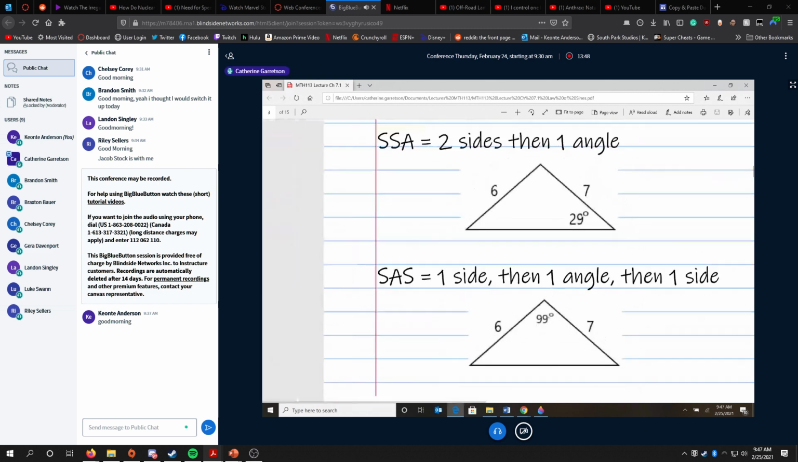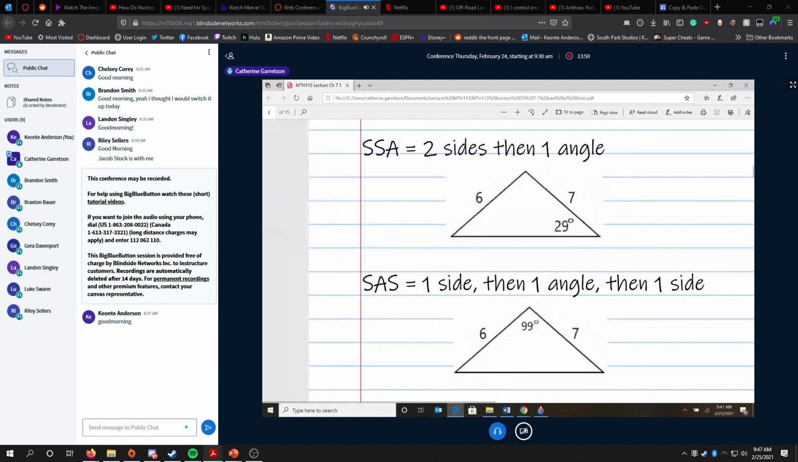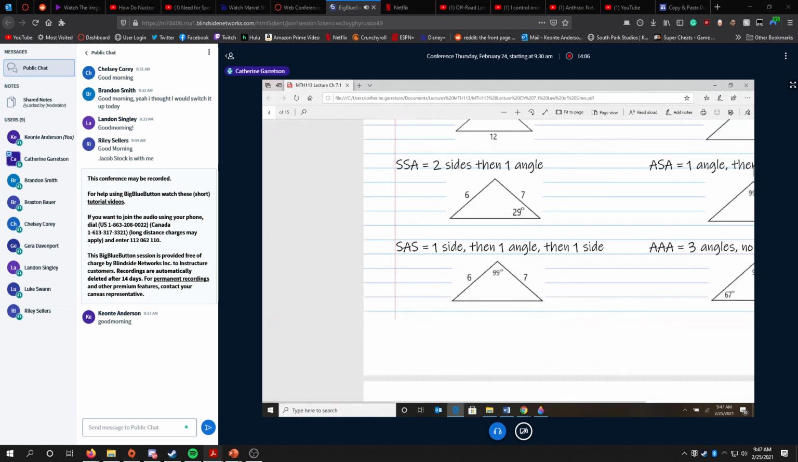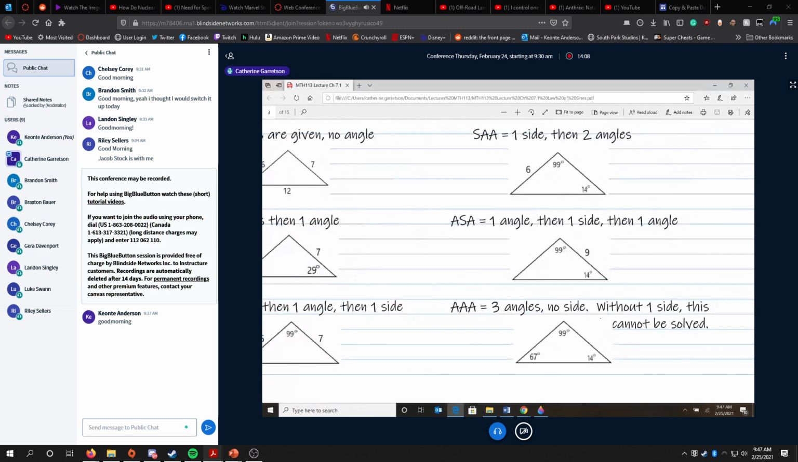Okay, so any questions in between these two? Hugely important because it does make a difference of whether you're going to use the law of sines or the law of cosines. Any questions on that difference? Okay, so let's go over now to some other ones.